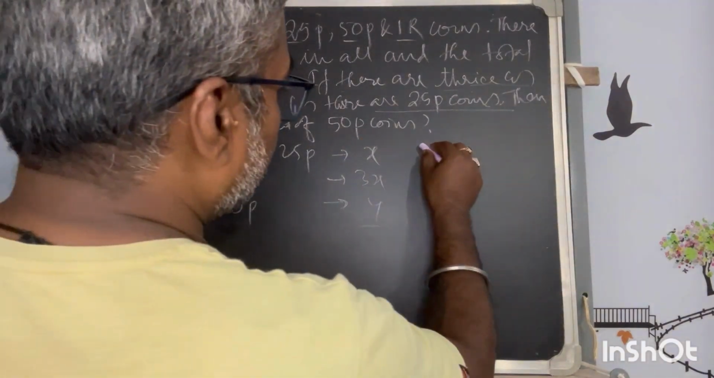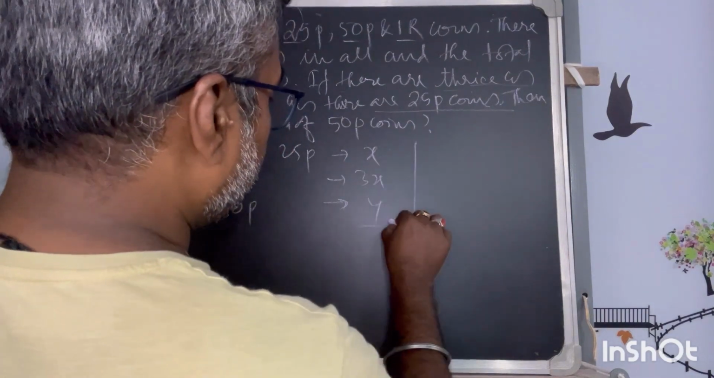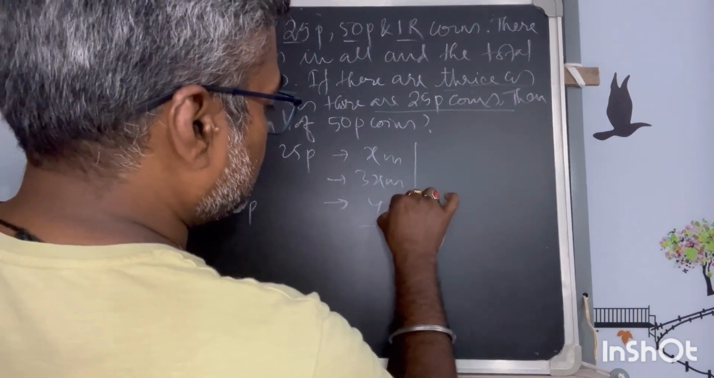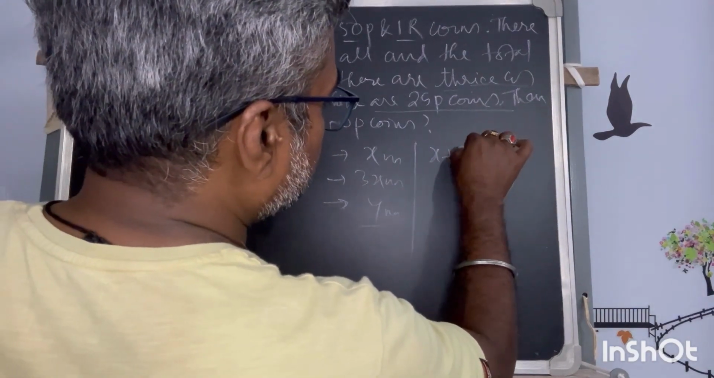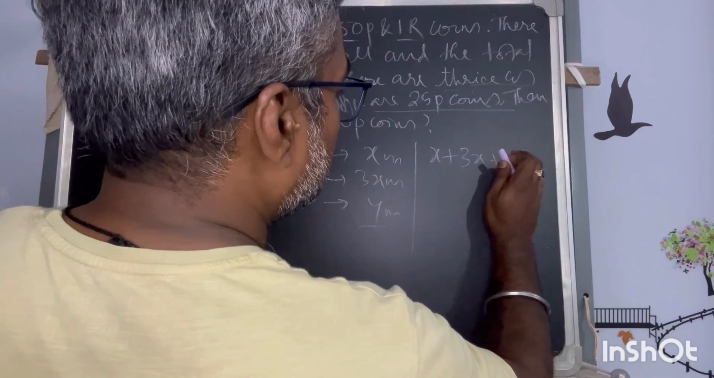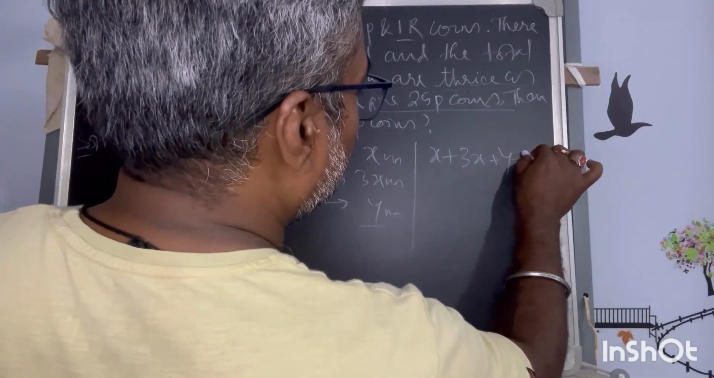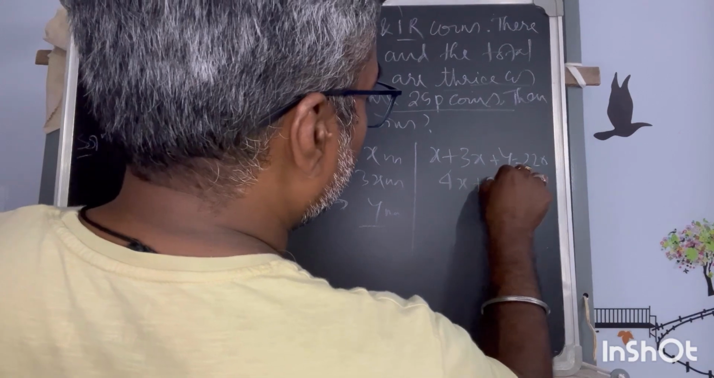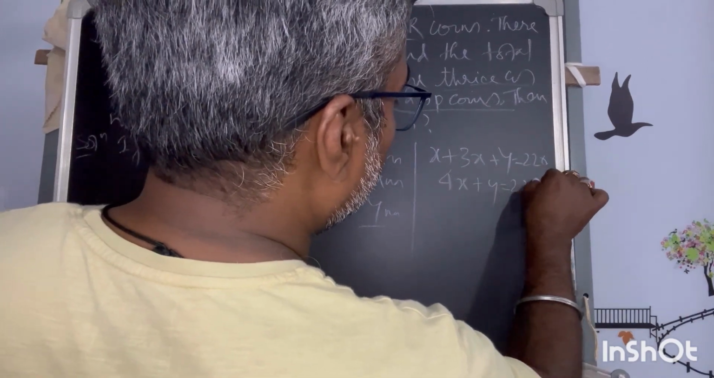So the first equation will come from adding these three denominations, because these are in number. So if we add x plus 3x plus y, all the denominations by count, we will get 220. This will simplify to give your first equation.